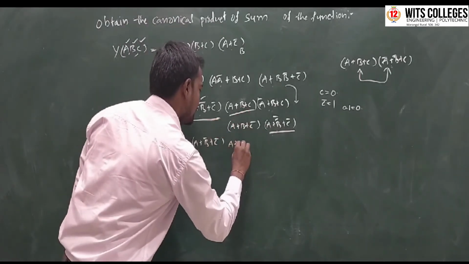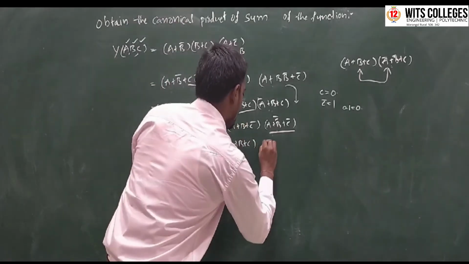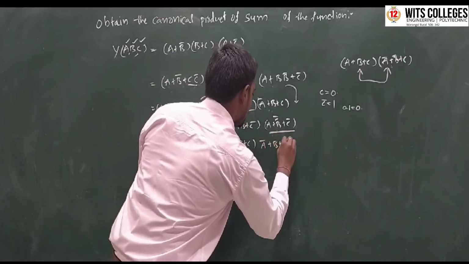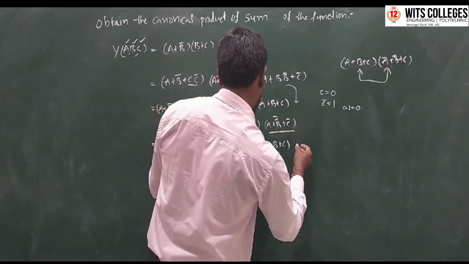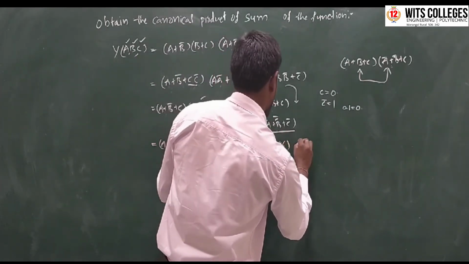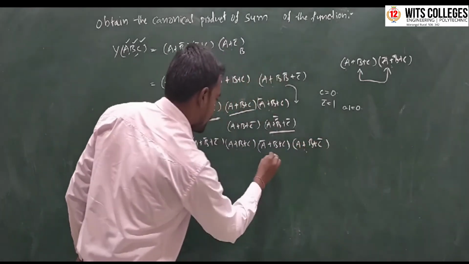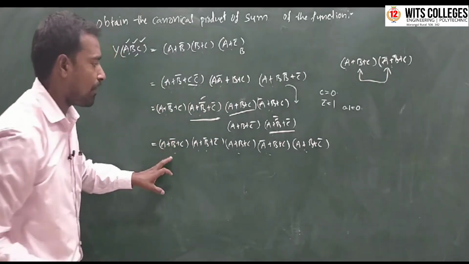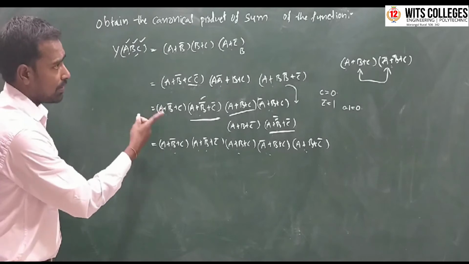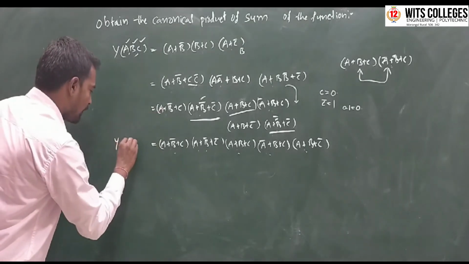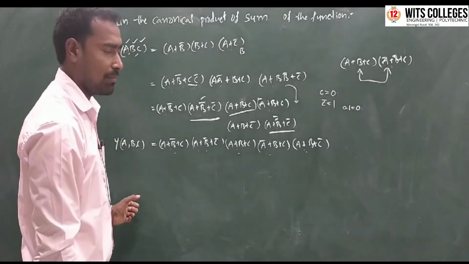And we have the terms (a + b + c) into (a bar + b + c) into (a + b + c bar). So 1, 2, 3, 4, 5, so 5 terms. Here we are getting the canonical form of product of sum for y of a comma b comma c.